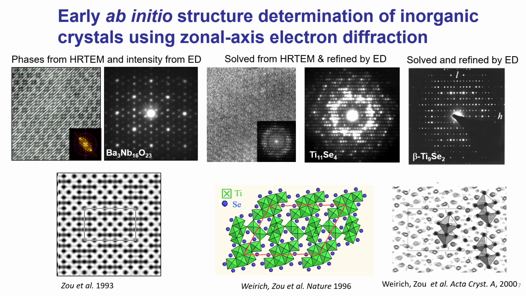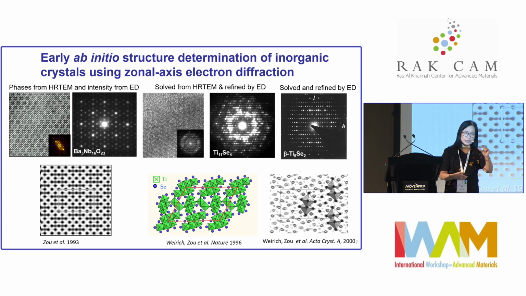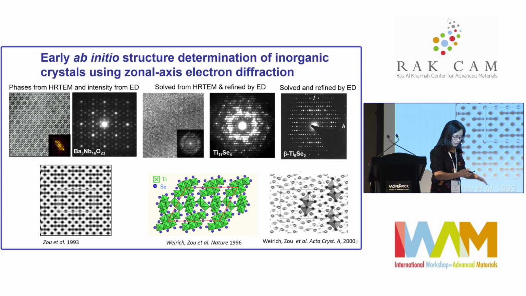Later, we also showed that it was possible to solve the structure directly from electron diffraction data by direct methods. It works, but this was only for a sample with a very short z-axis. So in one projection it was possible to get the structure, but in most cases it was still difficult.